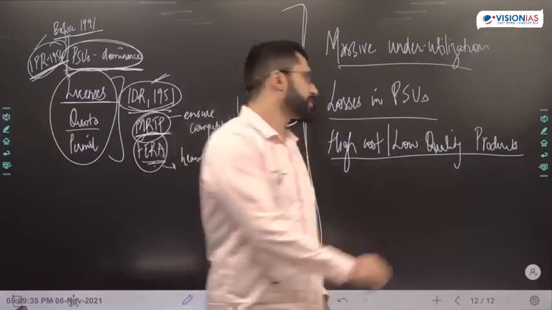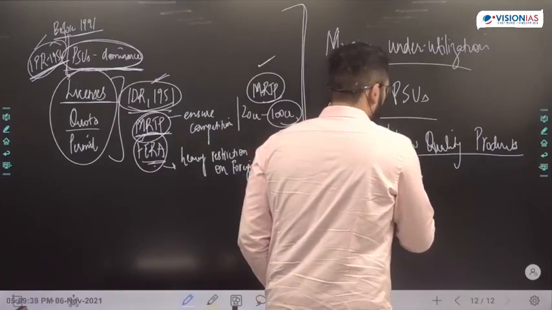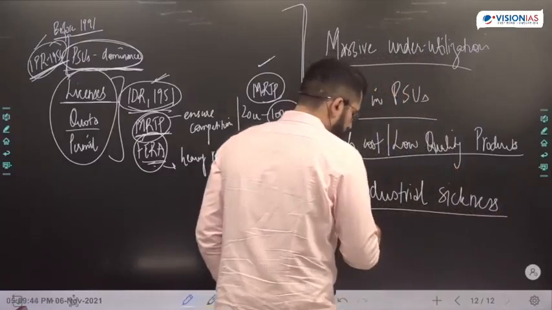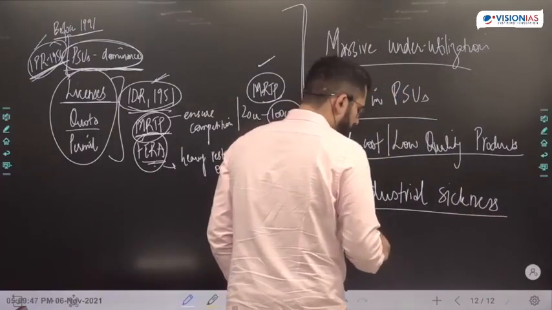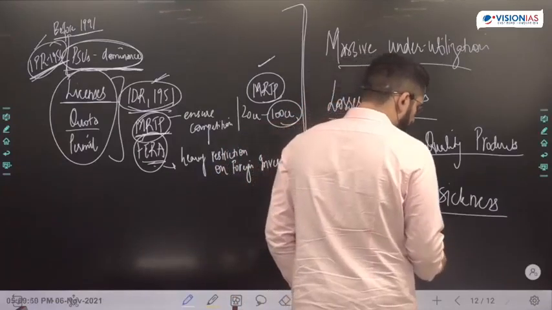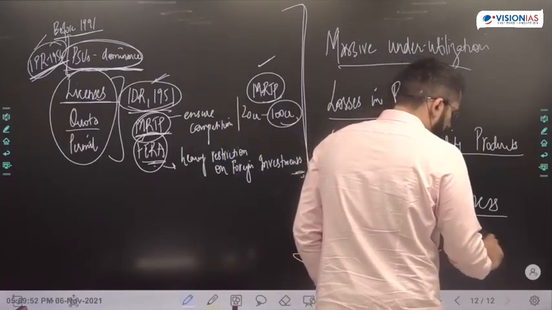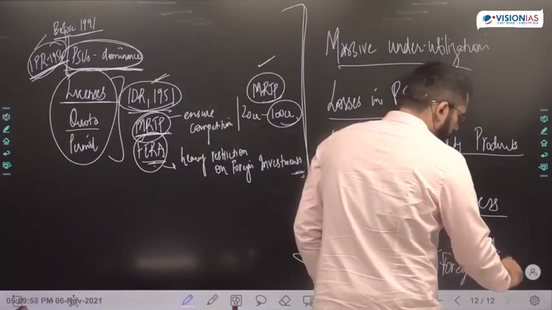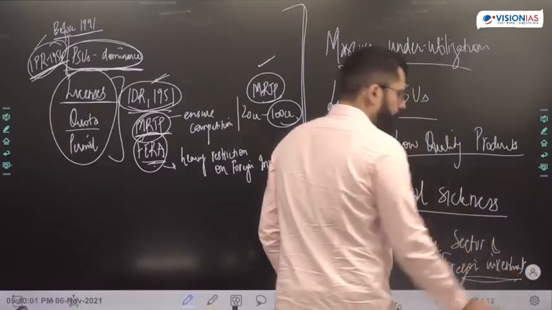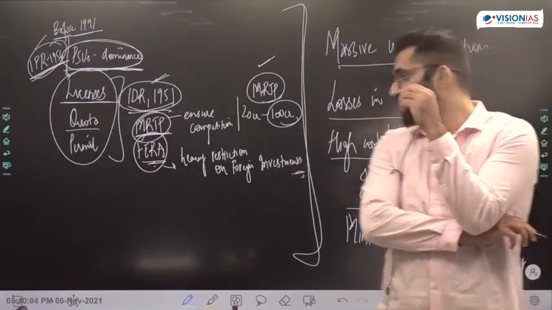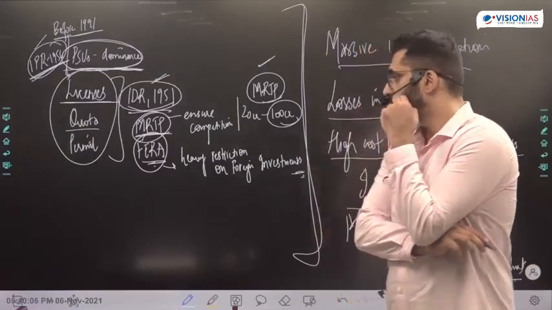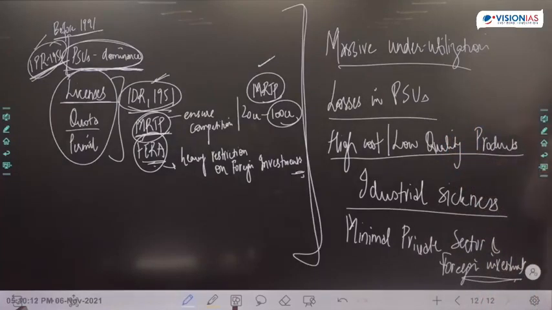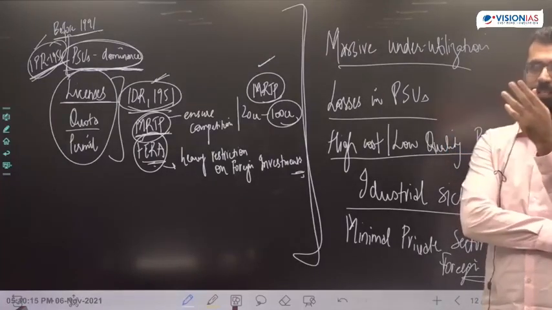Inefficiencies in the market, industrial sickness. Minimal private sector and foreign investments. Not only were you facing issues on the supply side, as in PSUs were facing losses, but also your consumer base was getting substandard products.